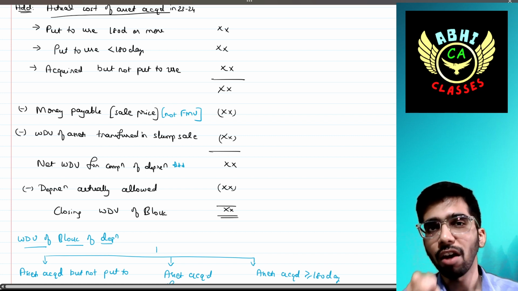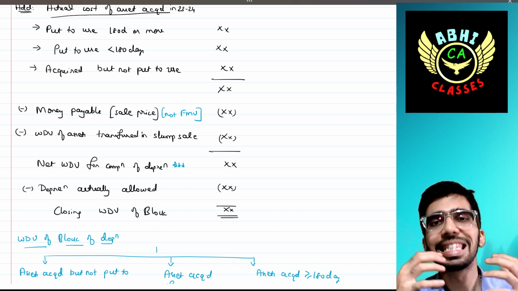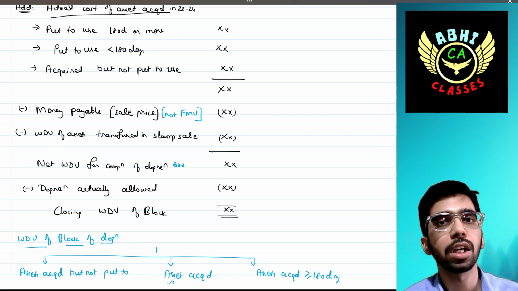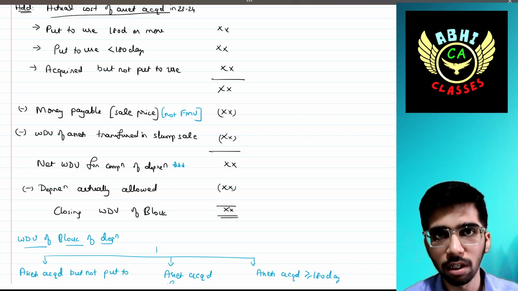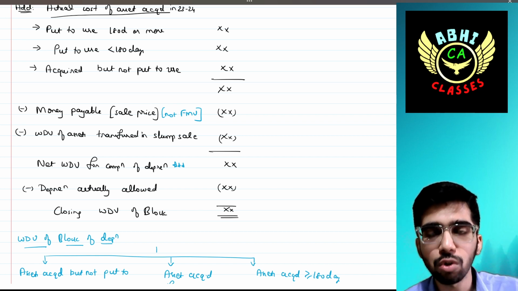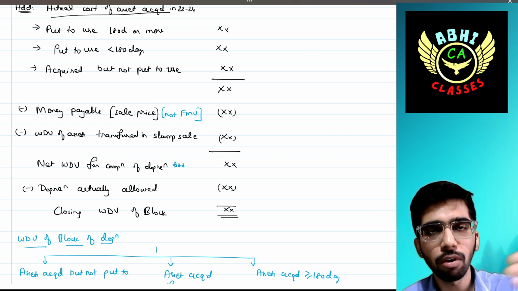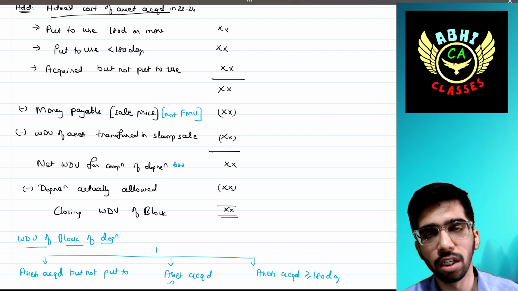If in the question the FMV, that is fair market value, is given, then it should be ignored. Only the actual sale price should be taken. Why is it important? If the assets in the block are being sold, then that selling price should be deducted from this, so original WDV plus actual cost purchased during the year.